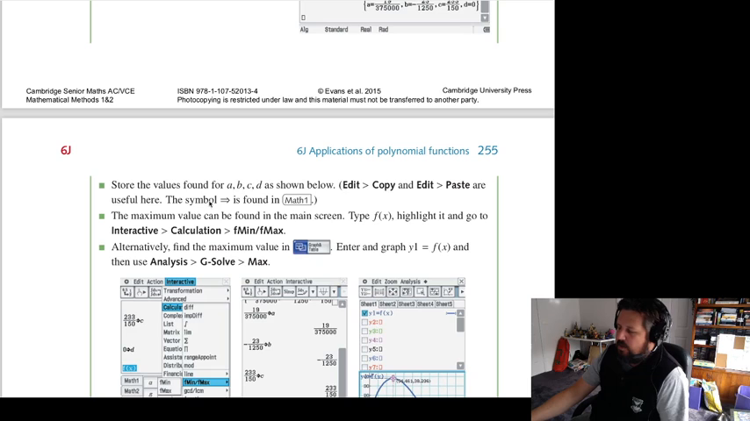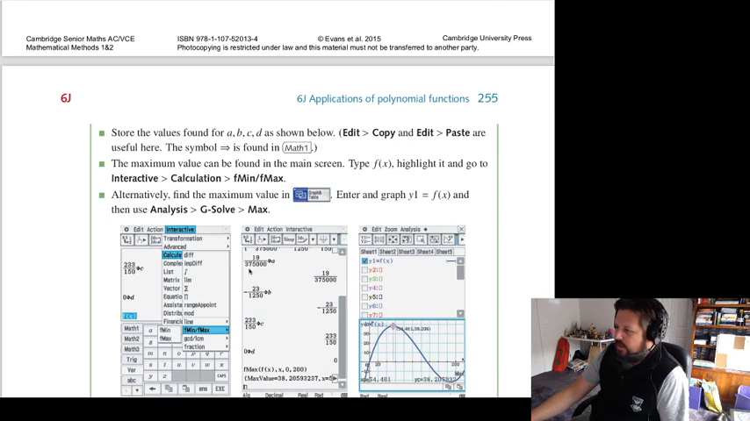Yeah, and you can actually go and you can say, okay, use this store symbol, which is in Maths 1. You can say store this value by clicking on it, copy and paste, store it as a, and press enter. Like this. So you can go, yeah, edit, paste the value, use the store button, store it as the letter that you want to store it as. Cool, so that's what they're doing here. They're storing each of those variables.